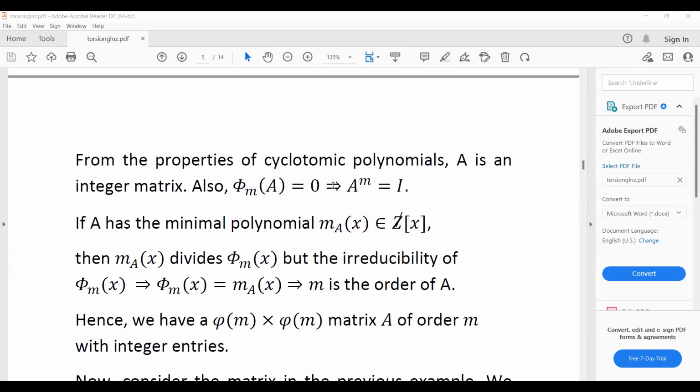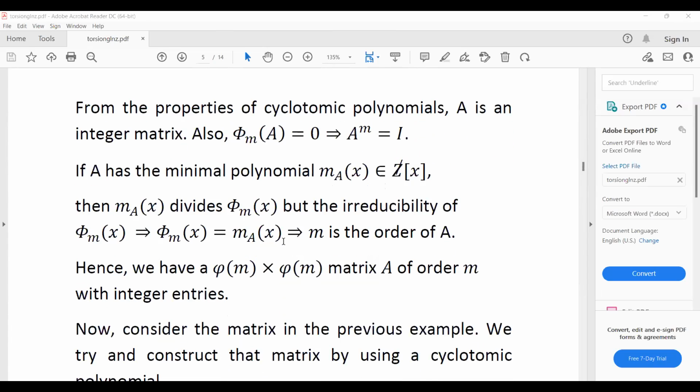Since it's the characteristic polynomial, phi m of A is satisfied, so A to the power m is identity. If A has minimal polynomial m_A, we know that it is going to divide this, but this is irreducible. So it is the minimal polynomial also. That shows that m is actually the order. It's not just that A to the power m is identity, but because of this, the companion matrix will have order equal to m, simply because of irreducibility of phi m.